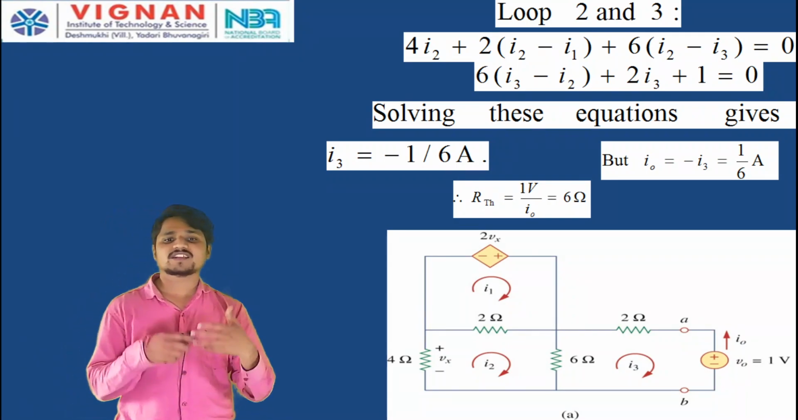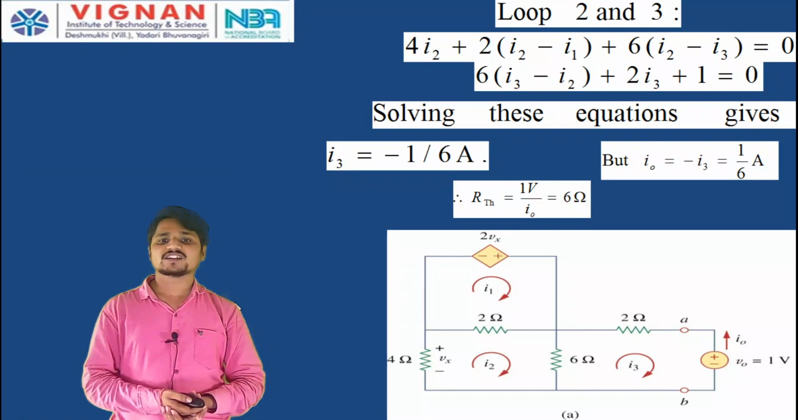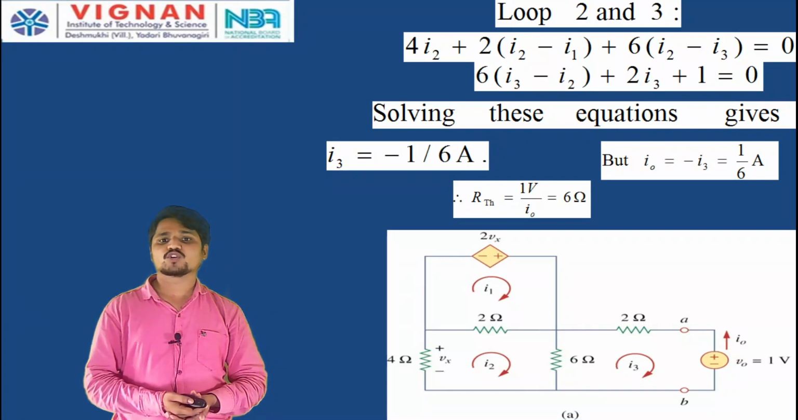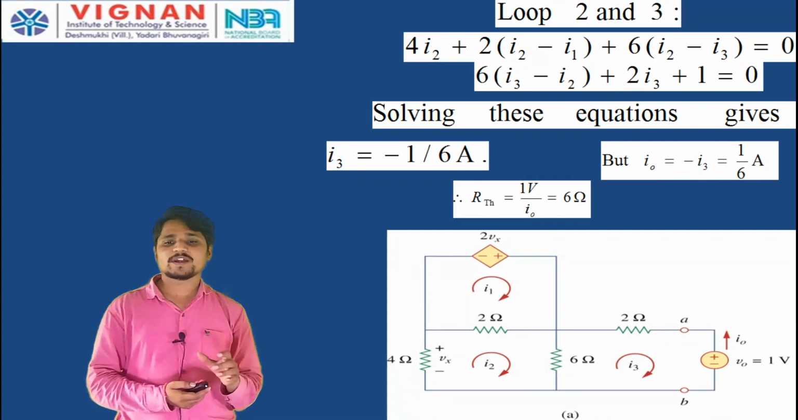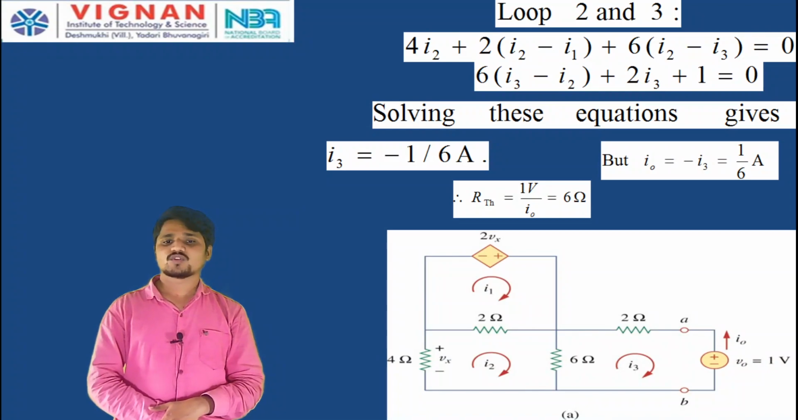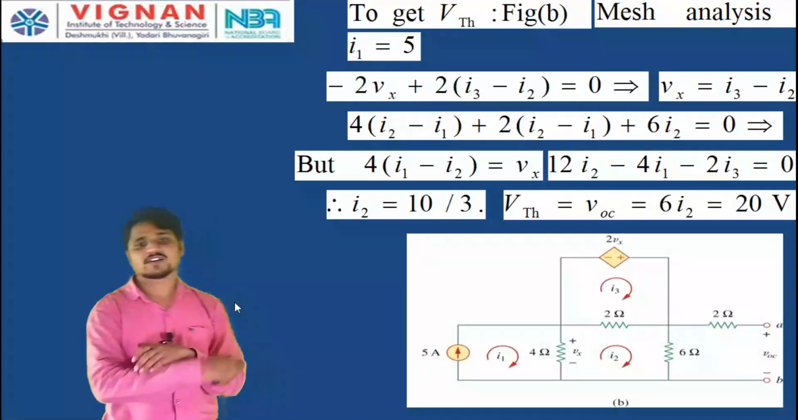Then what is the Thevenin resistance? R Thevenin is equal to 1 volt by I0. As I told you, when you apply the 1 volt source, you take 1 volt divided by whatever current I0 you find, so 1 volt by I0 is equal to 6 ohms. So, this is the Thevenin resistance.